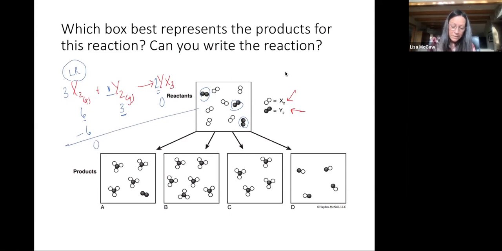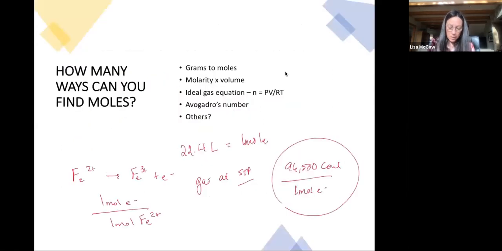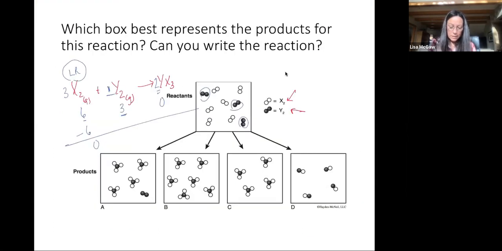So if I only have 6, let's work backwards. So we're going to work backwards here. For every 3, I need 1. So for every 6, I'm going to need a third of that. That means I'm going to use 2 of those and have 1 left over of Y2.